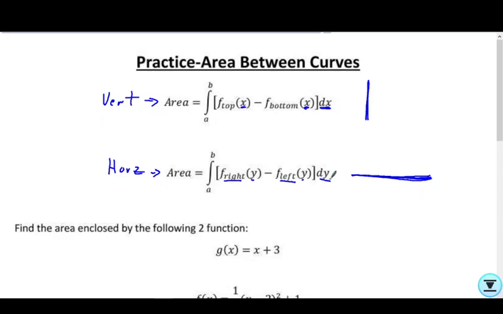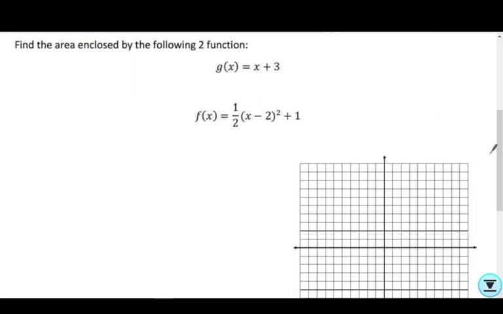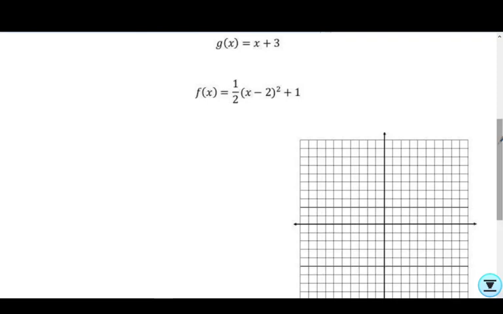So, I've given you two functions. So find the area enclosed by these two functions. Well, I don't know if I'm going to be doing vertical strips or horizontal strips yet. Okay? So the best idea is to sketch it. Okay, so I give you this graph here so you could sketch it.